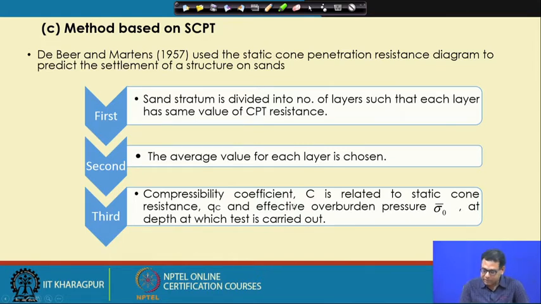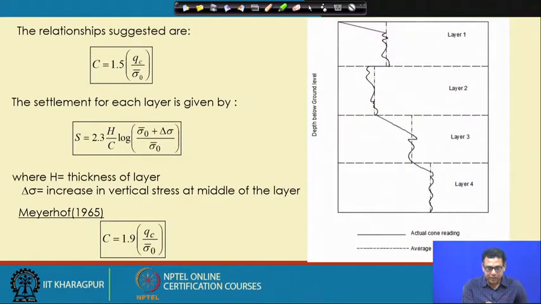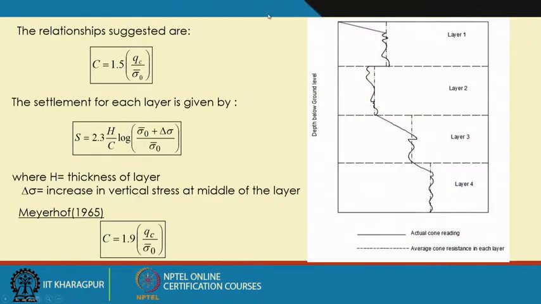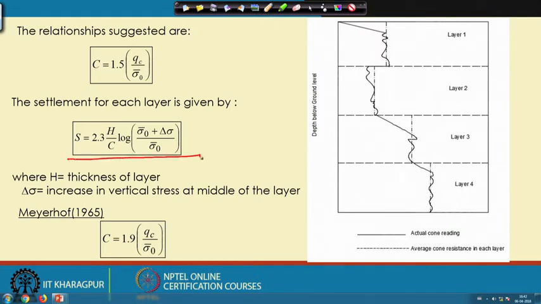So, the compressibility coefficient, cone resistance and the effective overburden pressure we calculate at the middle of each layer, and then using this expression we can determine the settlement. H is the thickness of each layer. So, this will be the summation if there are a number of layers. So, this is 2.3 H by C, where C is the compressibility coefficient, and this C we can determine by using this correlation.